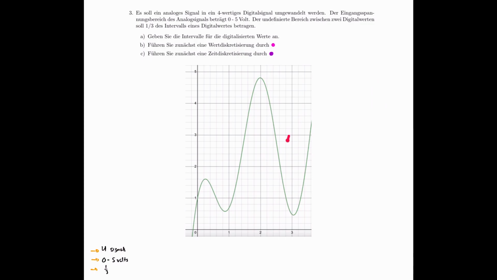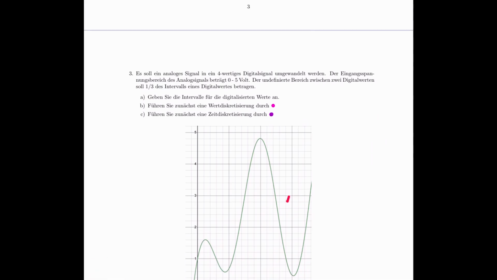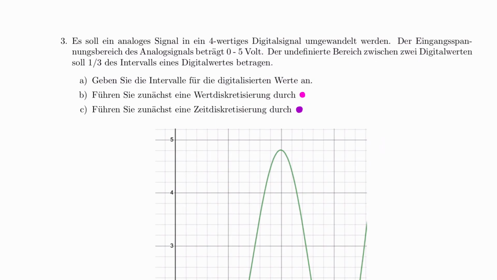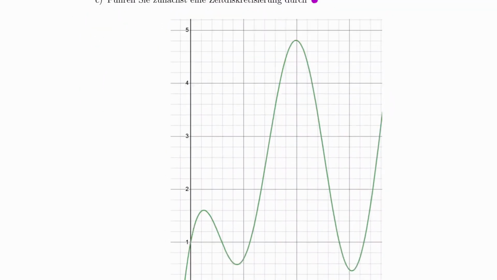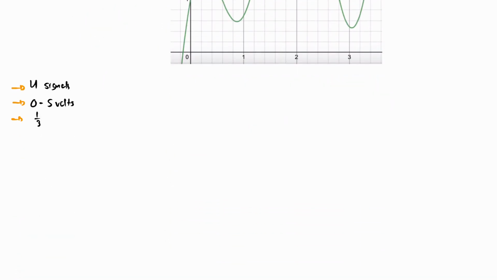The important part here is that it gives us the following. It tells us the following data. We have a four values digital signal. We have an Einspannungsbereich of 0 up to 5 volts. And we have 1/3 of the interval. It should be for the Bereich. So what we do is the following. We have this and we write our data.